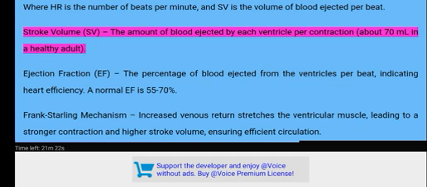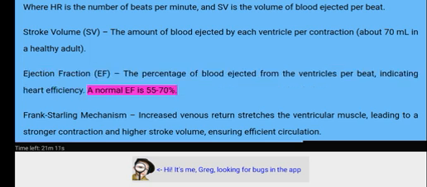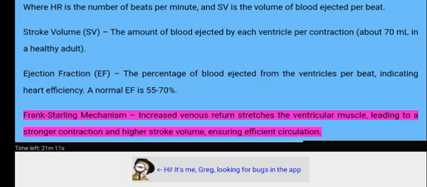Stroke volume, SV, the amount of blood ejected by each ventricle per contraction, about 70 milliliters in a healthy adult. Ejection fraction, EF, the percentage of blood ejected from the ventricles per beat, indicating heart efficiency. A normal EF is 55-70%. Frank-Starling mechanism: increased venous return stretches the ventricular muscle, leading to a stronger contraction and higher stroke volume, ensuring efficient circulation.